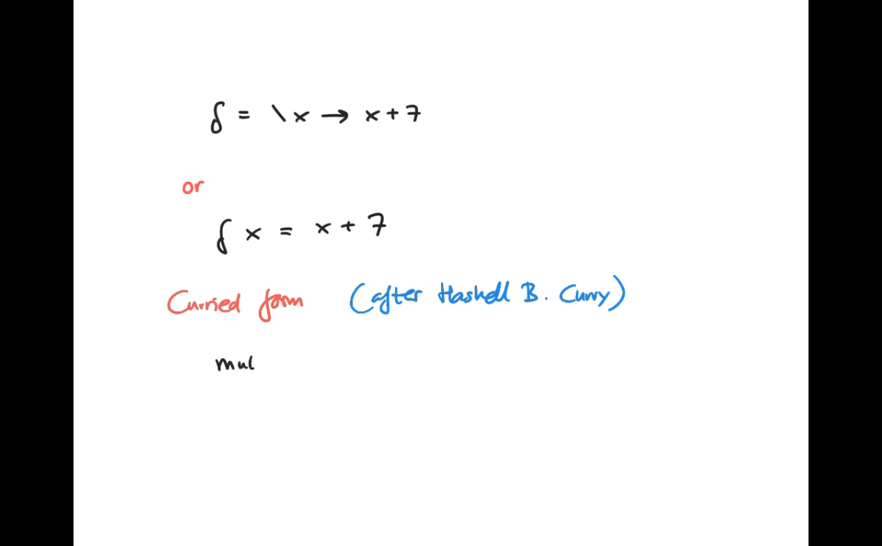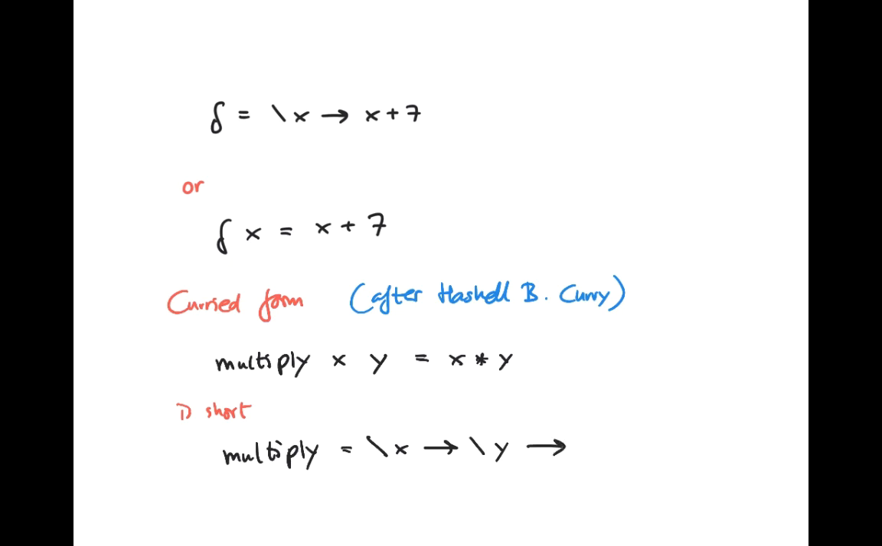A tiny example would be that you could write the multiplication function, multiply, and it takes two arguments, x and y. You write multiply x y = x * y, and this is really short for writing that multiply is \x -> \y -> x * y. So this is a function whose body is a function. So that's what this is really short for.